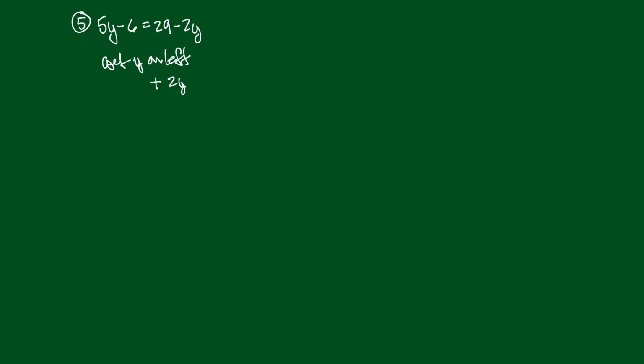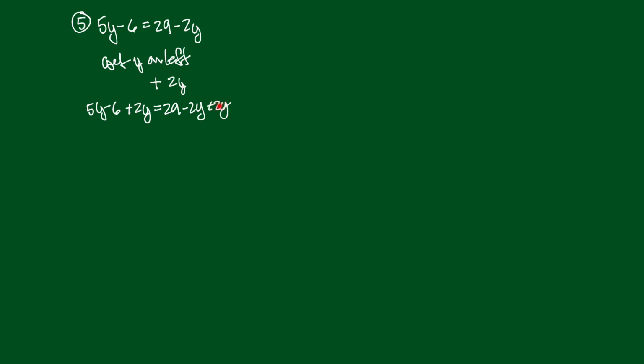Now I'm going to write it all out here. I'll get 5y minus 6 plus 2y equals 29 minus 2y plus 2y. So what I'm doing is I've decided to get rid of these 2y's. So I'm going to add 2y to the left side and the right side.